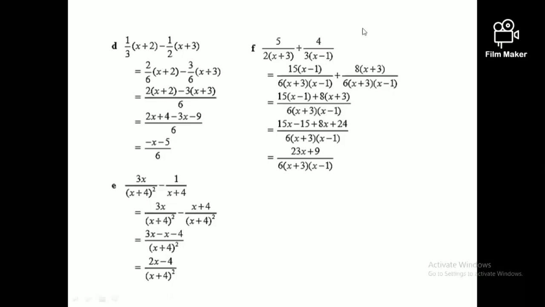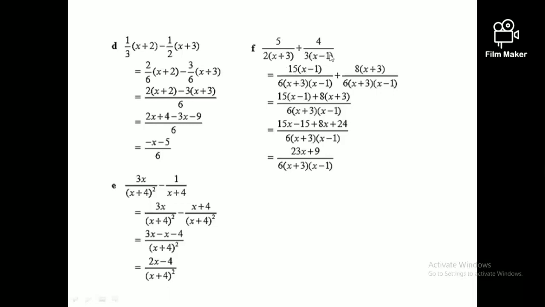In question number F, the question is 5 over 2 times (x plus 3) plus 4 over 3 times (x minus 1). So the LCM is 2 into 3 is 6, (x plus 3) into (x minus 1), as the denominator. Then to see how much of 2 times (x plus 3) is covered, the remaining is 3 times (x minus 1). Then multiply 5 with 3 times (x minus 1). 5 into 3 is 15, (x minus 1).